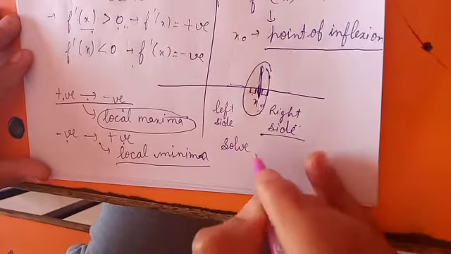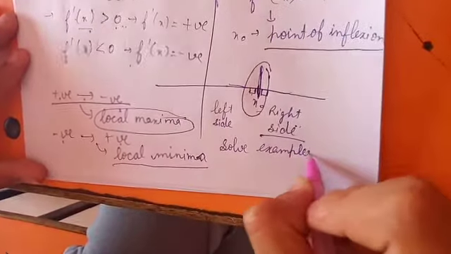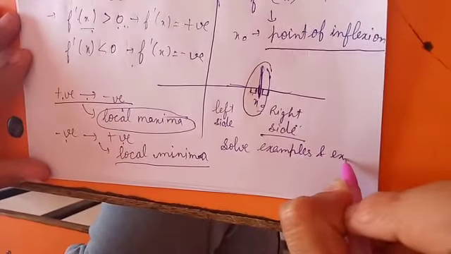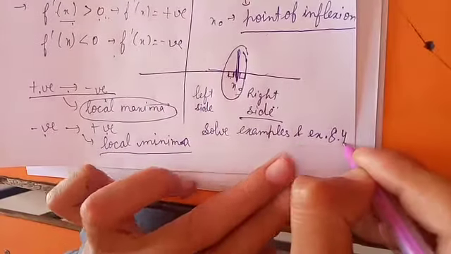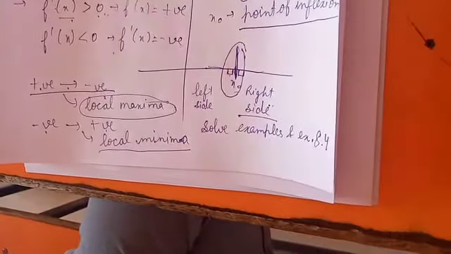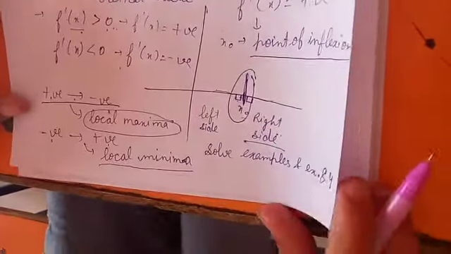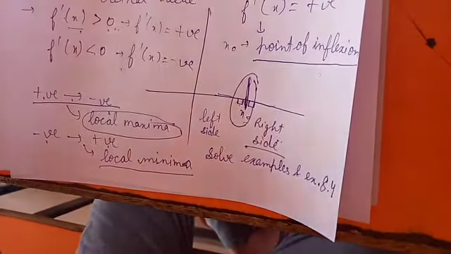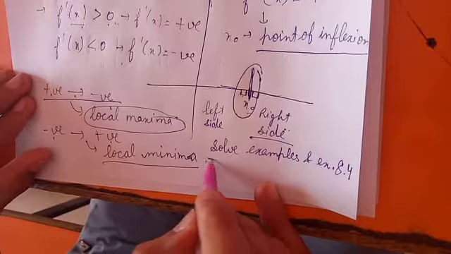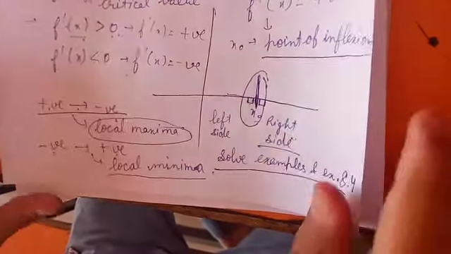Now what you can do at home is solve the examples and exercise, which is your exercise 8.4. Now we have another test. In the next lecture we will discuss the second derivative test and the higher order derivative test. So with the examples and questions of the exercise you are able to solve them. Thank you.